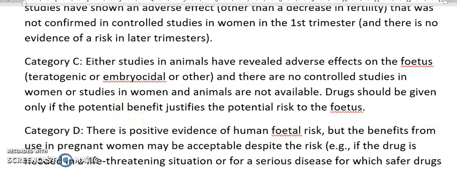And with regards to lactating women, we don't have enough information on that for epinephrine.